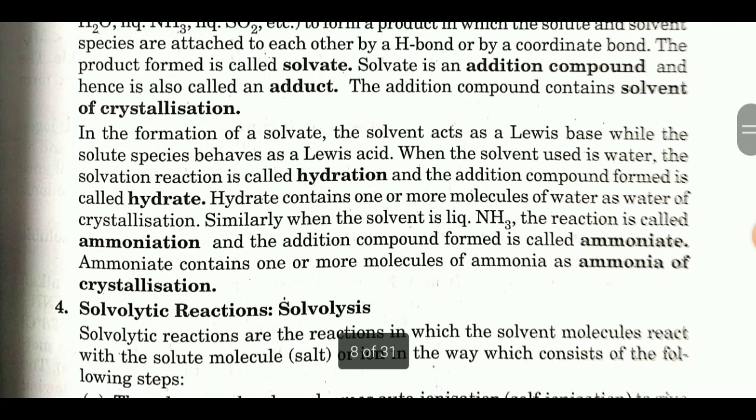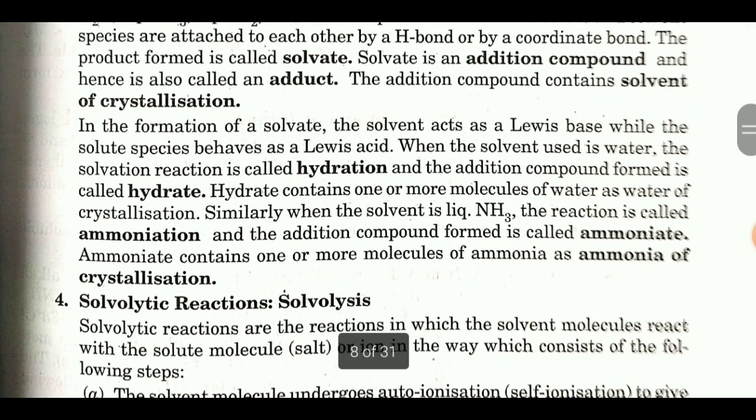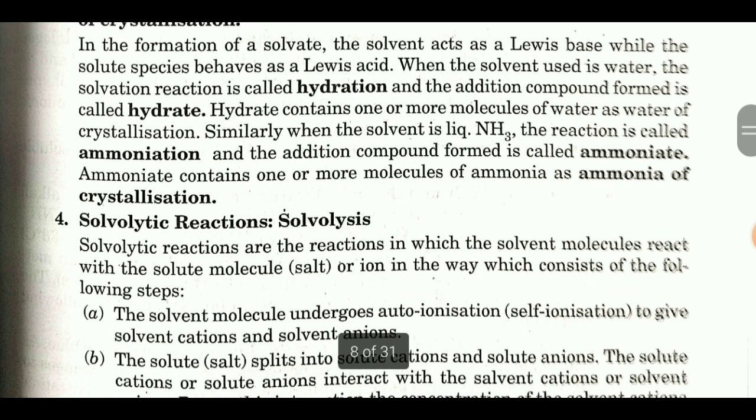In the formation of a solvate, the solvent acts as a Lewis acid while the solute species behaves as a Lewis base. When the solvent used is water, the solvation reaction is called hydration and the addition compound formed is called a hydrate. A hydrate contains one or more molecules of water as water of crystallization. Similarly, when the solvent is liquid NH3, the reaction is called ammoniation and the addition compound formed is called an ammoniate. An ammoniate contains one or more molecules of ammonia as ammonia of crystallization.